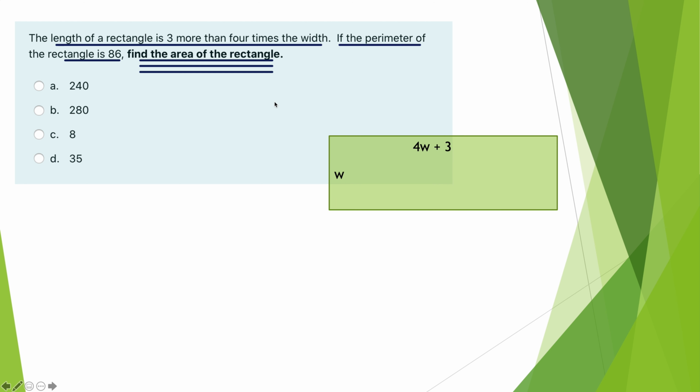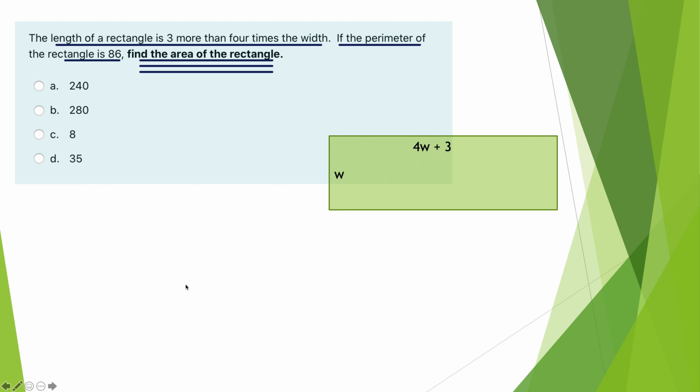I draw my rectangle because we always want to draw a figure whenever we do a geometry application of algebra. The width is W, and it says that the length is 3 more than 4 times the width. Remember, more than, less than, last shall be first, first shall be last, and I get 4W plus 3.